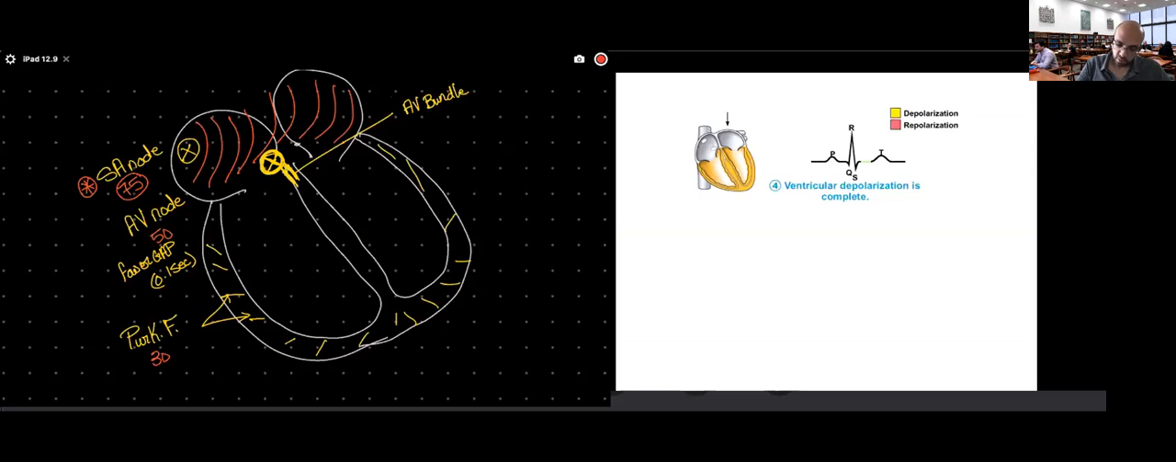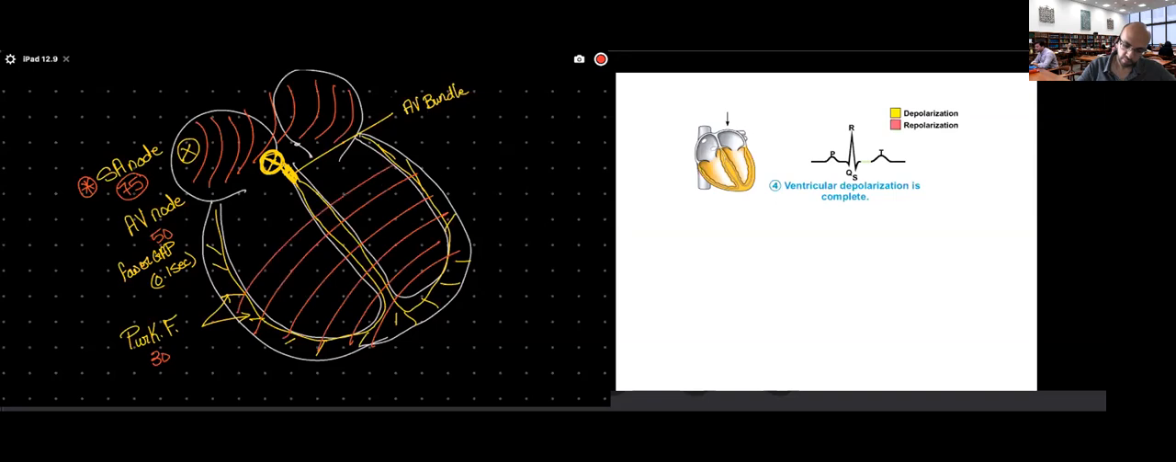What happens next? The electrical impulse will travel from the AV node and AV bundle to the right and left bundle branches, which will be distributing the electrical signal to the Purkinje fibers and the rest of the cardiac muscle cells of the ventricles. The excitation of those cardiac muscle cells of the ventricles starts from the apex upwards, like this, in this direction.